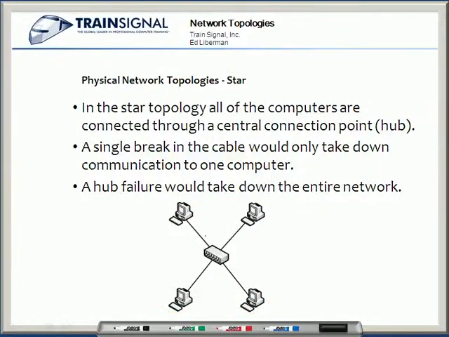But if we were to have a hub failure, so if the hub goes away, well then guess what? The entire network is now gone, because if that central point where they're all connected goes away, I don't know how they're going to communicate.